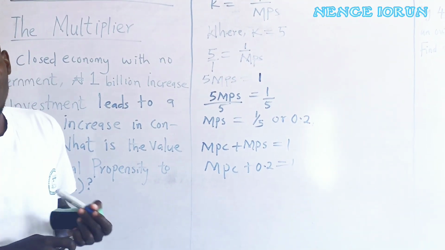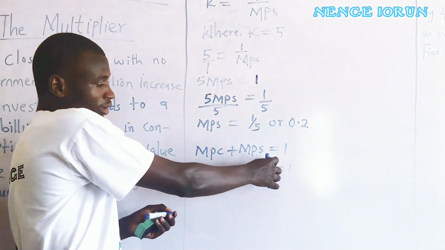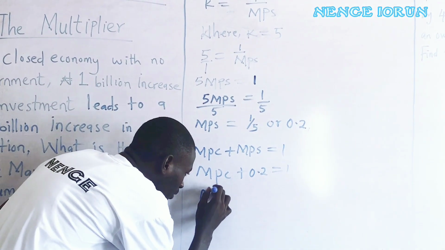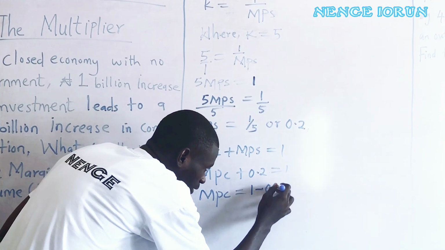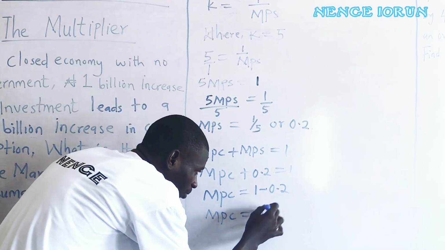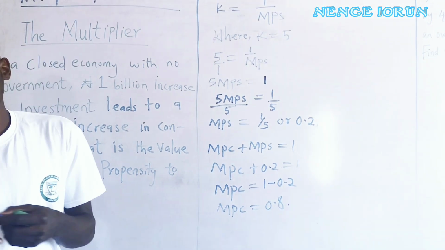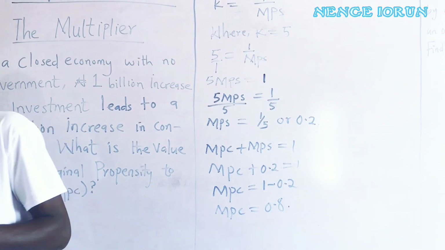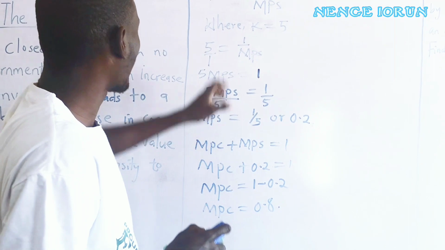Now to get the actual value for MPC, we collect like terms, such that 0.2 crosses the sign to join 1. You have MPC is equal to 1 minus 0.2. Therefore, MPC is equal to 0.8. So the actual value for the marginal propensity to consume is 0.8. Now this is all for this question.